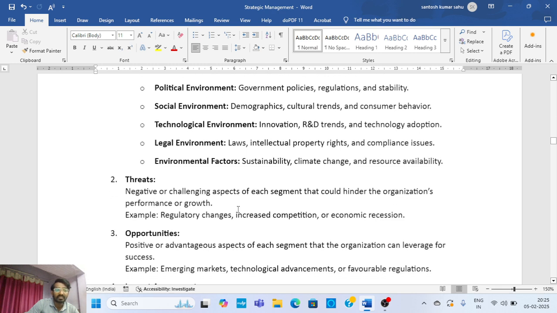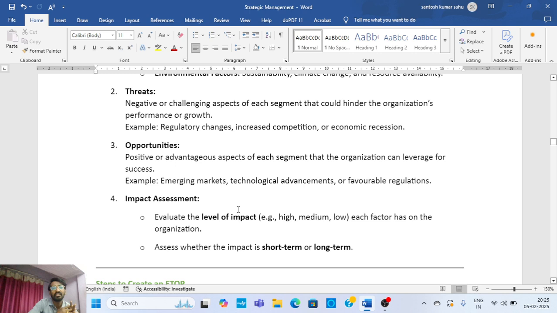Then next is threat. For threat, in the first part of the section, I discuss the meaning of threat. It is the negative or challenging aspect of each segment, the negative part of each segment that could hinder the organization's performance or growth. For example, regulatory change, increased competition, or economic recessions. These are all one type of negative thing. Okay, so we have to focus most on that and improve on that so that it will help increase the performance or growth of the organizations.